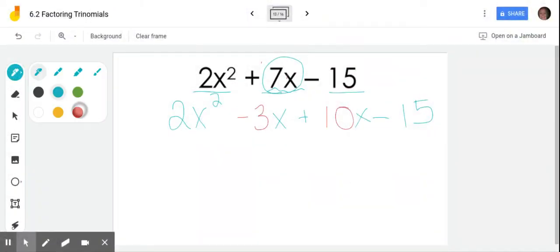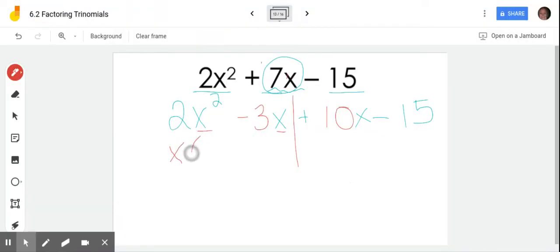Now we can split this, and we can find a GCF. So I'm looking at 2x squared and negative 3x, and I say, what do they have in common? What GCF can I take out? They have an x in common. So I'm going to take 1x out. When I divide both parts by x, I'm left with 2x minus 3.